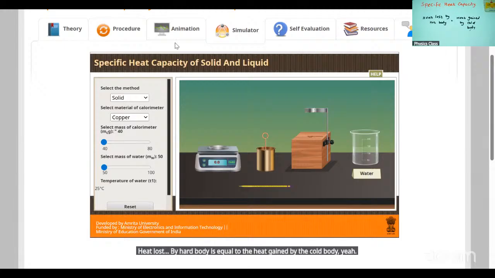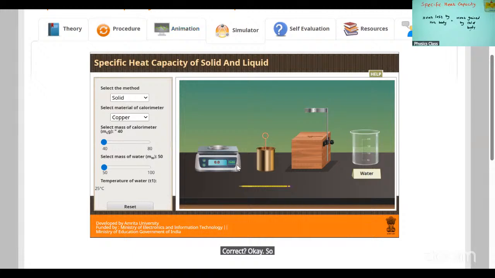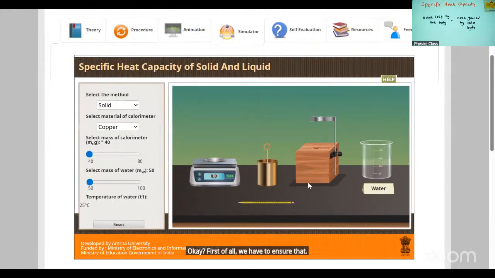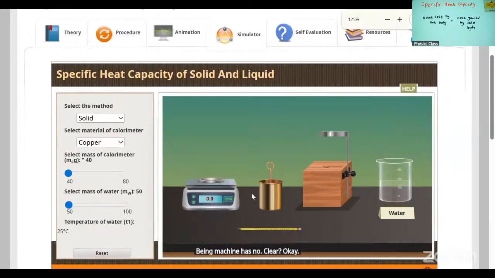Here you can see a copper calorimeter with a lid, a stirrer, an insulating cover, a beaker, a thermometer, and a weighing machine. First of all, we have to ensure the weighing machine has no zero error. Clear? So here it shows 0.